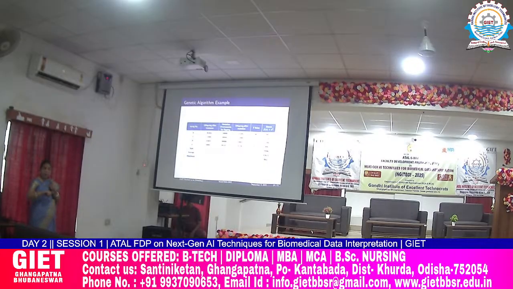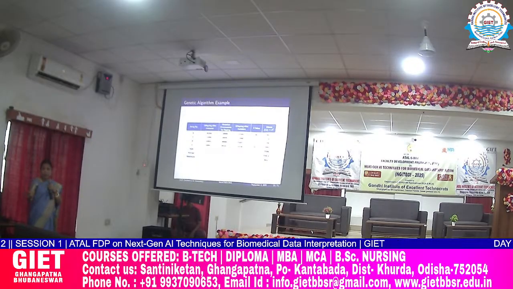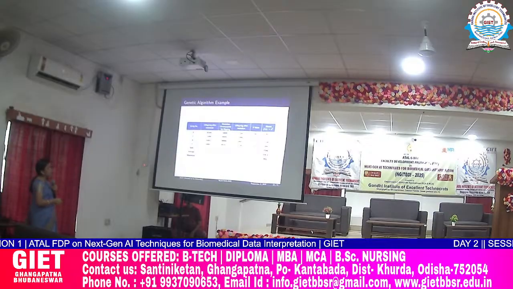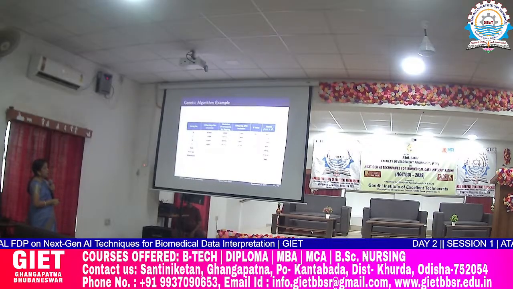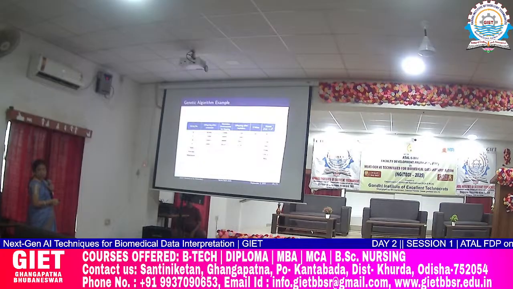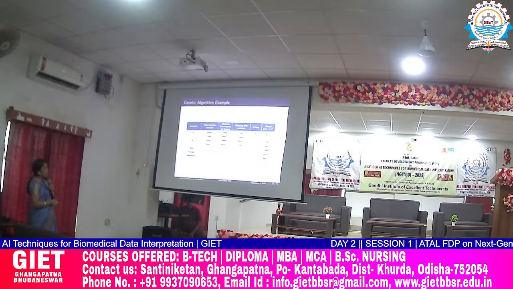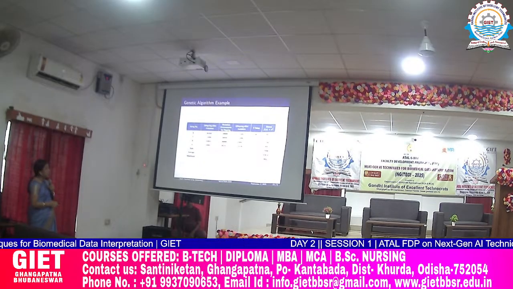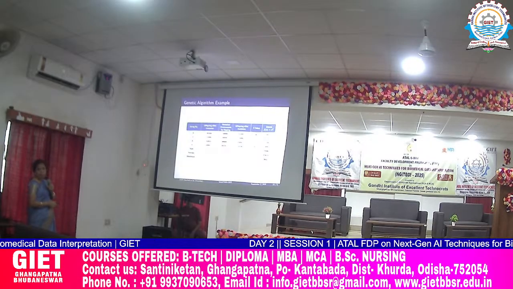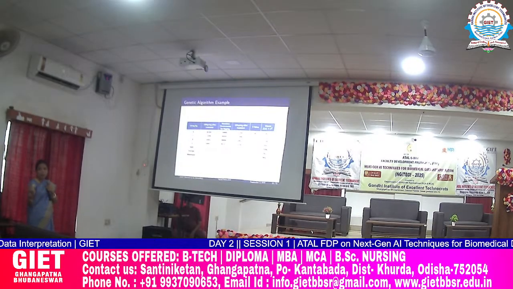Flip means if it is 1, make it 0, if it is 0, make it 1. So you check this chromosome. In the first, all are 0, so the first bit will be changed. Here the first bit was 0, so now it becomes 1. Similarly, from the second, none of the bits are 1, so that means no change.